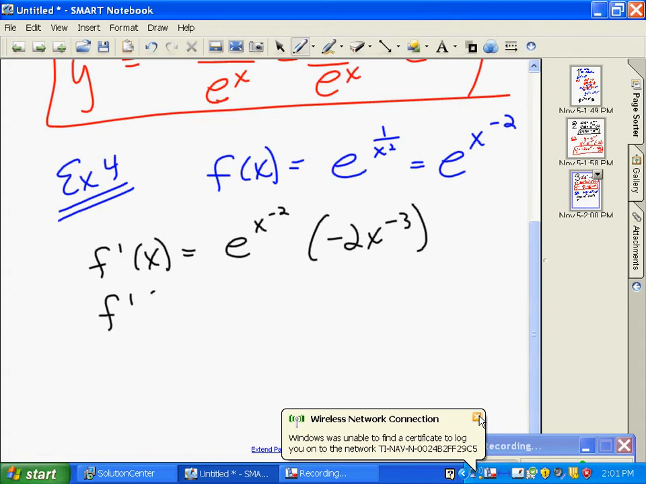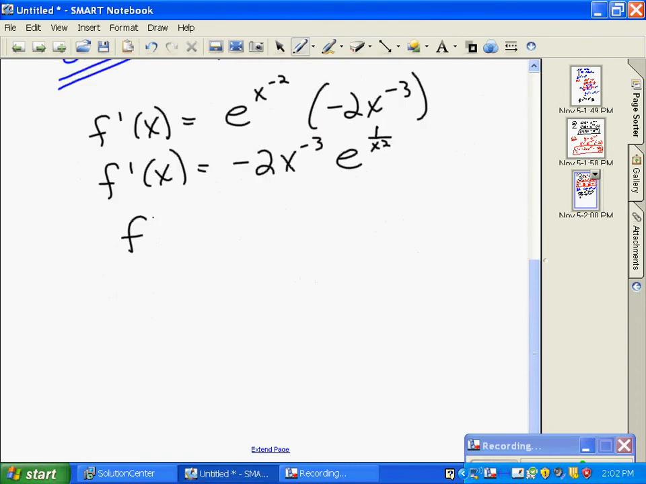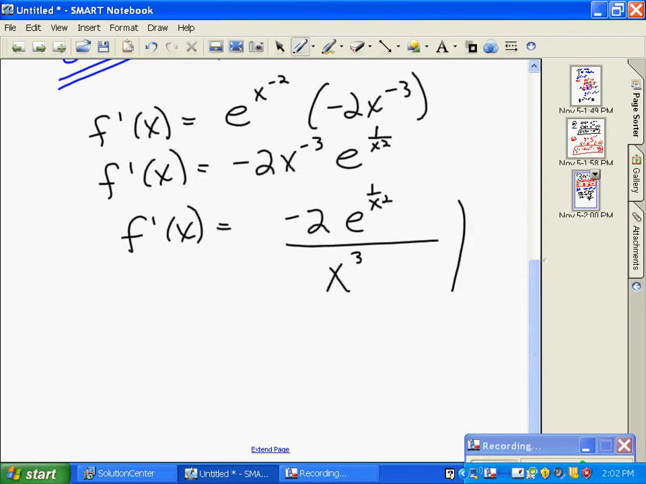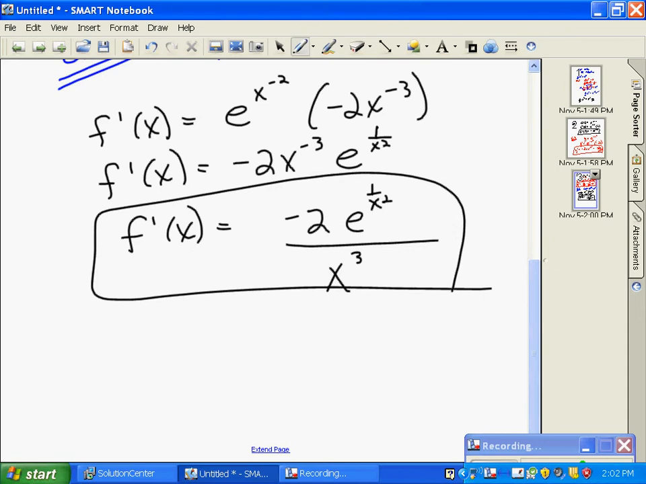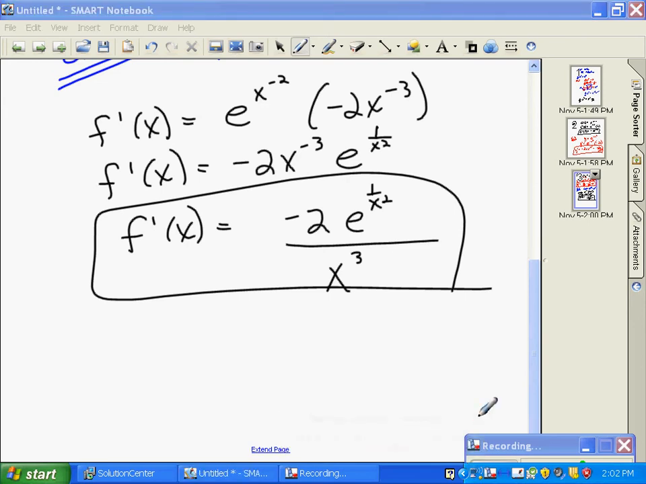So cleaning that up a little bit, I'm just going to put the negative 2 x to the negative 3 in the front, e to the 1 over x squared as that exponent. And if we want to get rid of all negative exponents, I'm going to put that x to the third in the denominator, and there it is. Example 5 on the back page there.